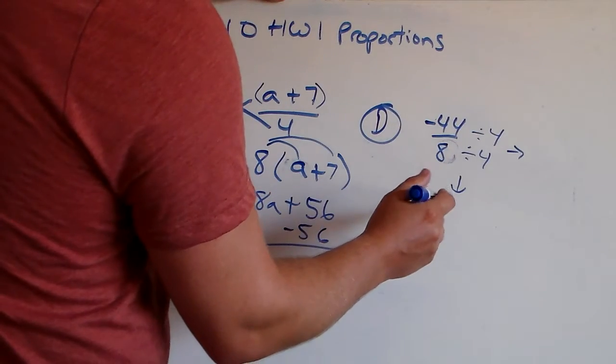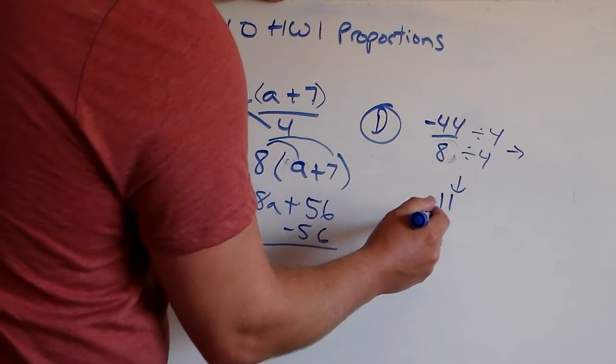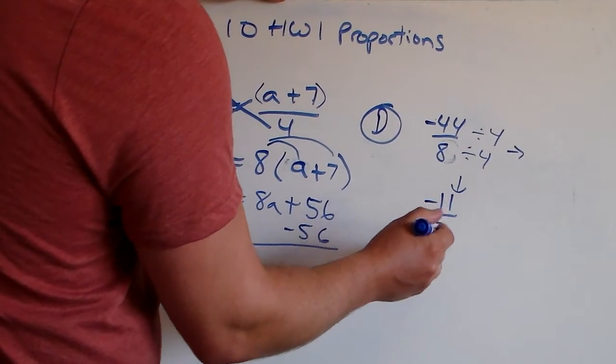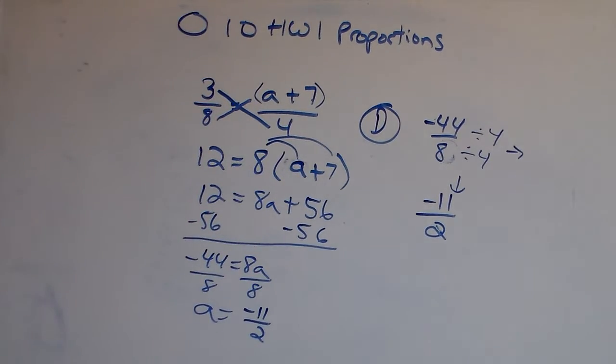Negative 44 divided by 4 gets us negative 11. 8 divided by 4 gets us 2. And that's how we get that simplified fraction of negative 11 over 2, which is D.